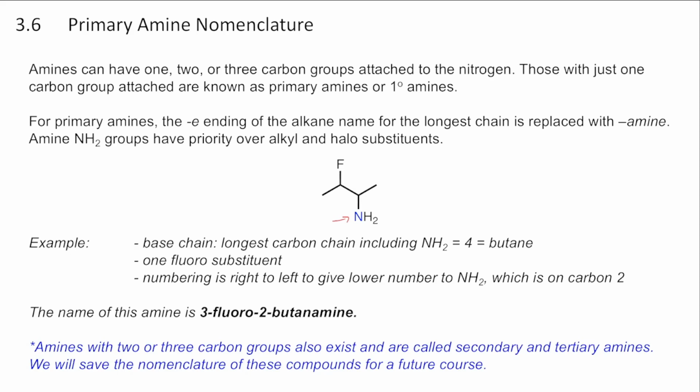All right, so in this case, we're going to be looking at primary amines, and this amine that's drawn here is a primary amine with 1 carbon group. So what we do is we find the longest carbon chain that has the NH2 group, which is this. That's 4 carbons, which is butane. And what we do to name amines is we take the alkane name, drop the "e," and put "amine" on the end. So butane becomes butanamine.